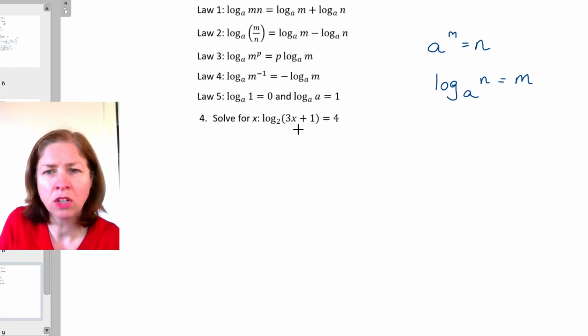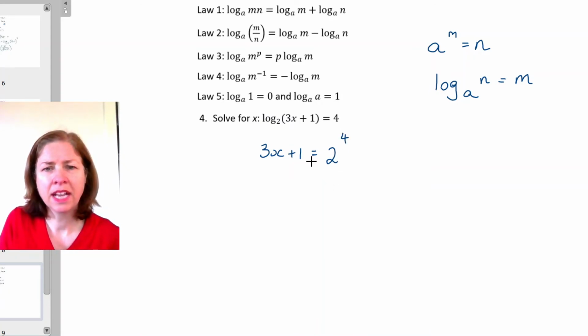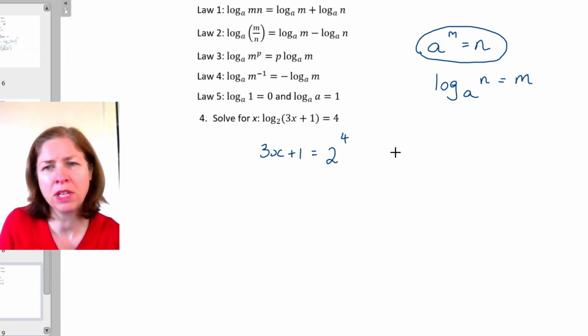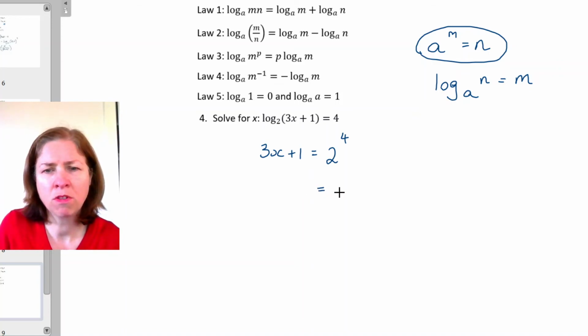The argument in the logarithm is going to be the answer, so I can write it on one side of the equation. And on the other side of the equation, I'm going to have the base, which is 2, raised to the power of 4. Okay, so I've rewritten it just the other way around from this. I wrote n equals a to the m instead of a to the m equals n. It's the same. All right, so this gives me 2 to the power of 4. That's 16. So 3x plus 1 equals 16.